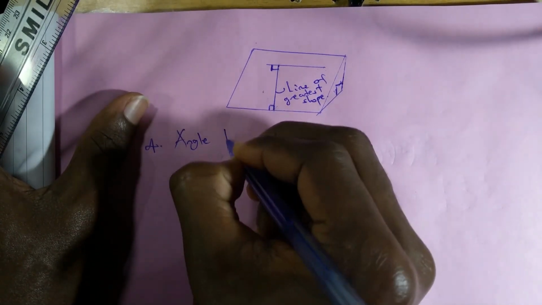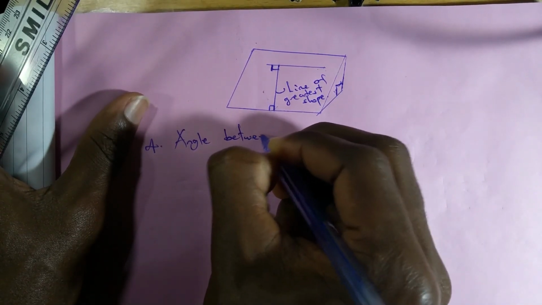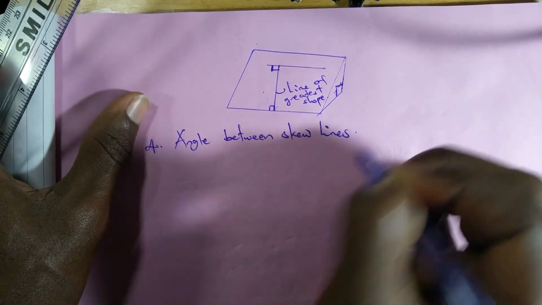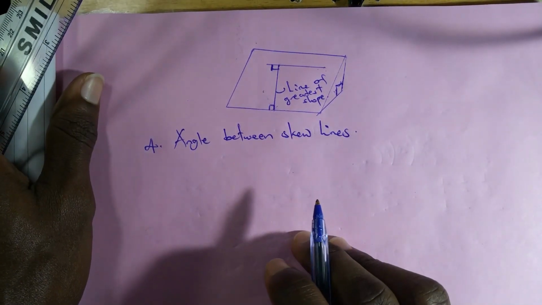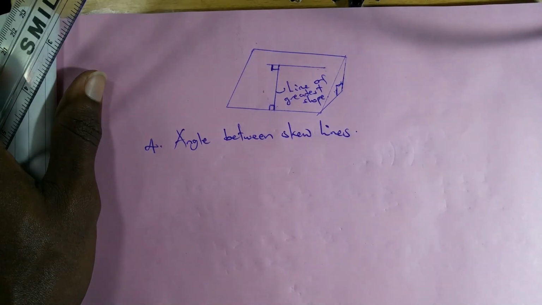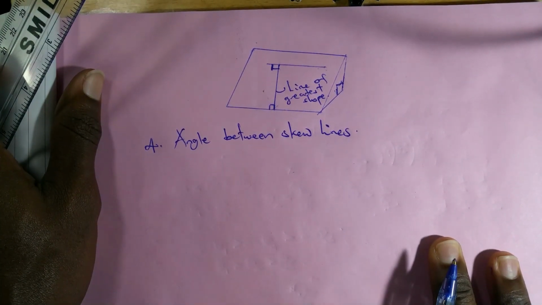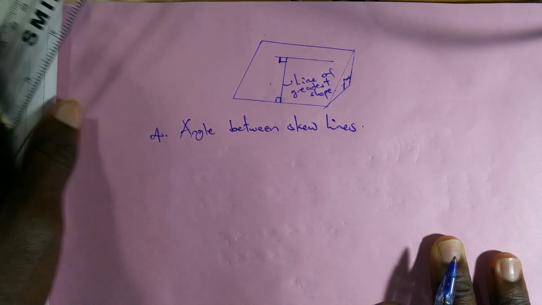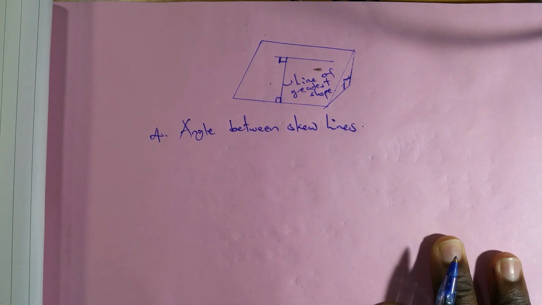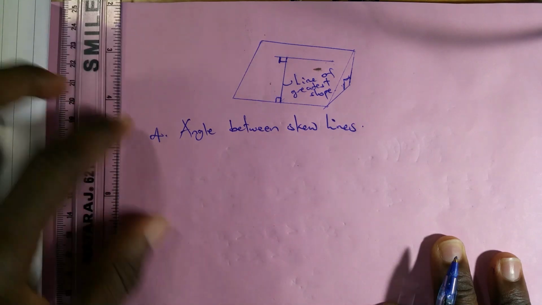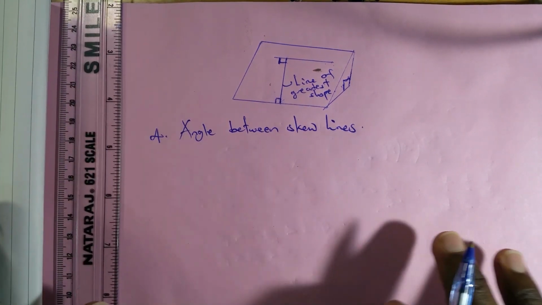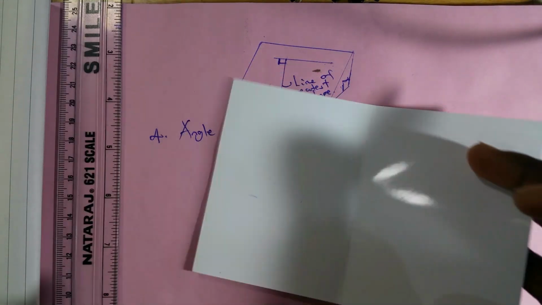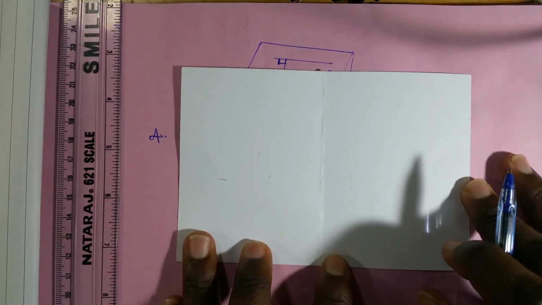angle between skew lines. Now for angle between skew lines, I think I need to first explain to you a 2-dimension situation, and when I talk about a 2-dimension situation, we mean one plane. Let me say something like that. Only one plane like that.